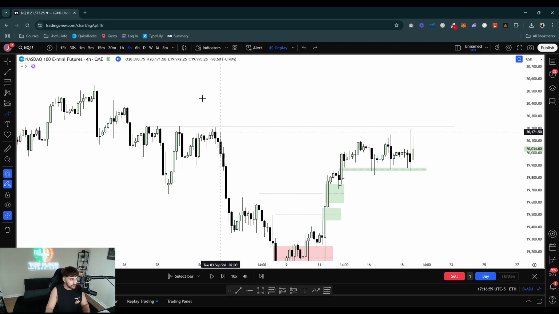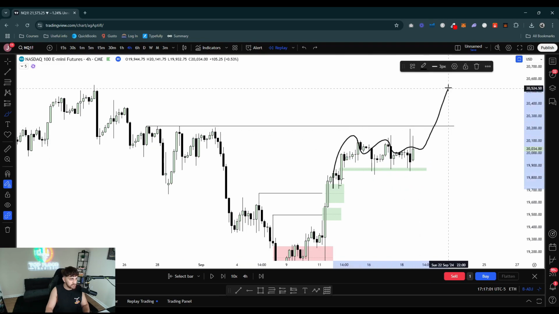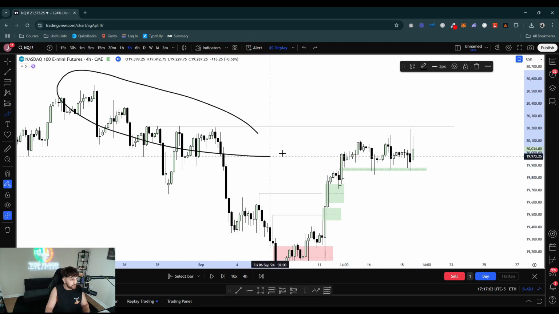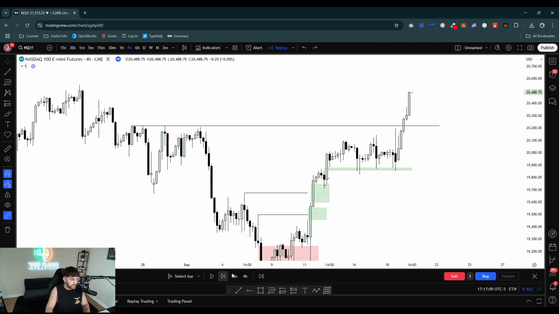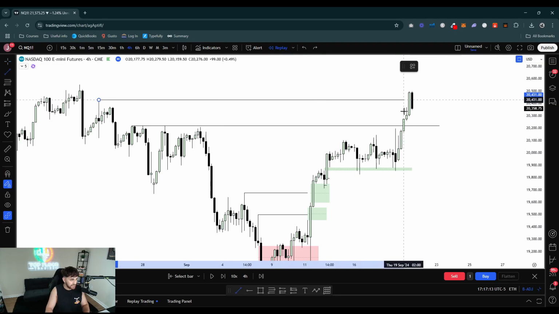Because our draw on liquidity is higher, price is obviously displacing higher, so it's trying to draw up to these higher time frame draw on liquidity, up to these higher time frame objectives, right? So if we fast forward, we end up pushing higher, and then we end up breaking these highs here. Now this fair value gap, right? This is the most recent fair value gap that formed after taking that high. So this is the fair value gap I would be looking to take if we come back down to it.